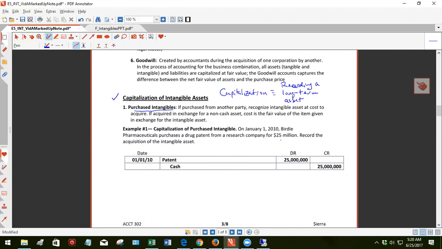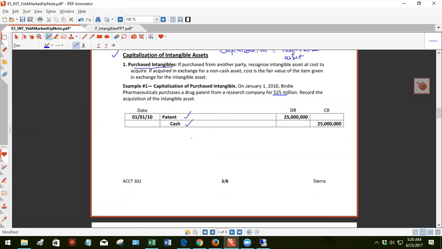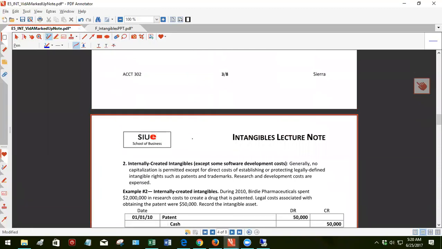So in this example, Birdie buys the drug patent from a research company, and they record the acquisition of the patent. They bought it for 25 million, patent, cash. That's it. So nothing really new to learn here except that you do capitalize intangibles when they're purchased, all right?